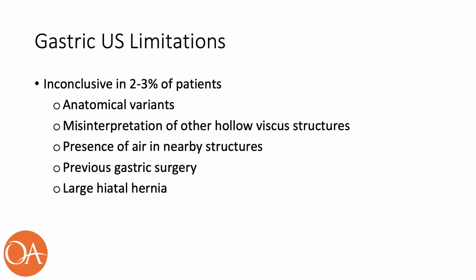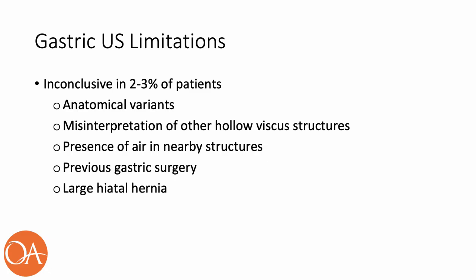Gastric ultrasound, while a valuable tool, has several limitations. Findings from a gastric ultrasound may be inconclusive in 2 to 3% of patients due to multiple factors: obesity, recent abdominal surgery, large hiatal hernia, and significant bowel gas can interfere with the quality of the ultrasound images, making it challenging to visualize the stomach and its contents. Additionally, gastric ultrasound is primarily effective in assessing the antrum and may not provide comprehensive visualization of the entire stomach. Pathologies or contents in other parts of the stomach might be missed.